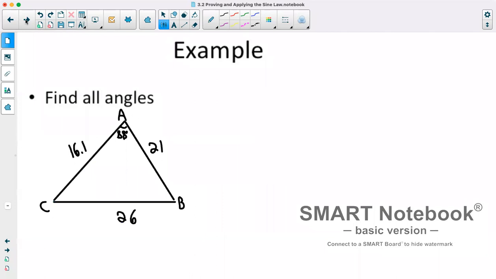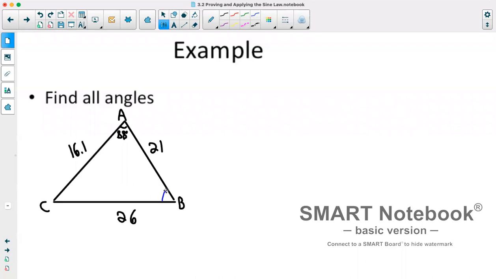Next example, we want to find all angles. We have one angle, its opposite side, so we can use sine law. And we've got two other sides. So it doesn't matter which angle we solve for first. I might solve for angle B first.